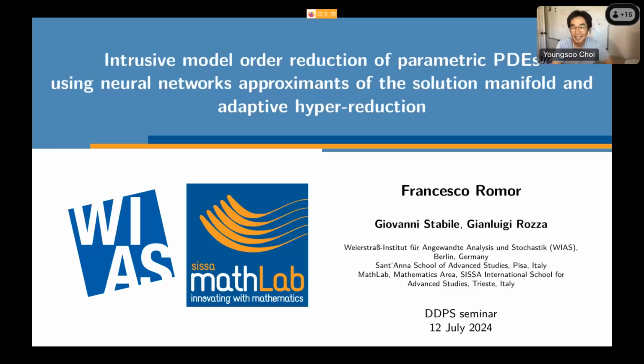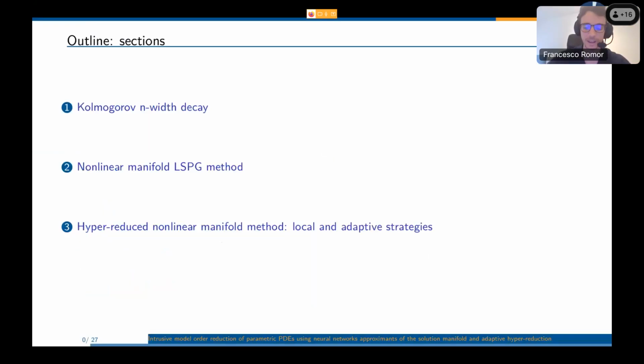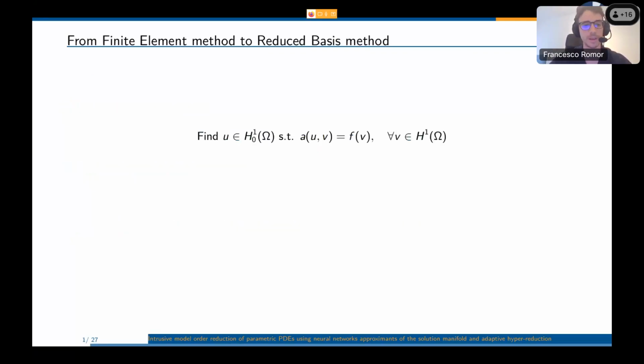Thank you for the introduction. I will present a work I've done during my PhD studies at SISSA in collaboration with Giovanni Stabile and Gianluigi Rozza. The work is about an extension of the hyperreduction of the nonlinear manifold method. Before introducing it, I will present some motivations behind the new methodology. So I'll introduce the nonlinear manifold method starting from the finite element, passing through the reduced basis method.